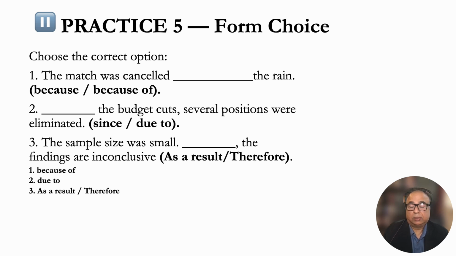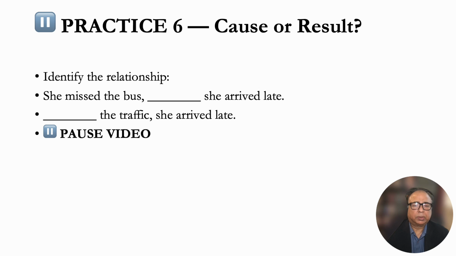Now, remember that since is also a cause and effect linking word, but it doesn't work. Since the budget cuts, several positions were eliminated. Right? It's ungrammatical. It just sounds weird, but due to works. 3, the sample size was small. As a result, the findings are inconclusive. So both work. You could use therefore or as a result. So far, so good? Okay, let's keep moving.